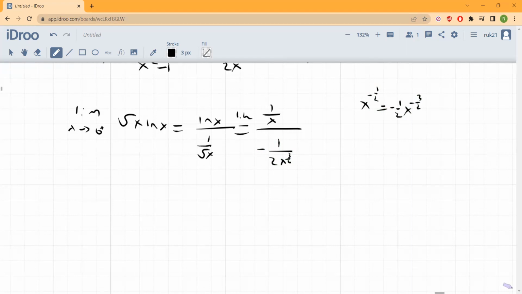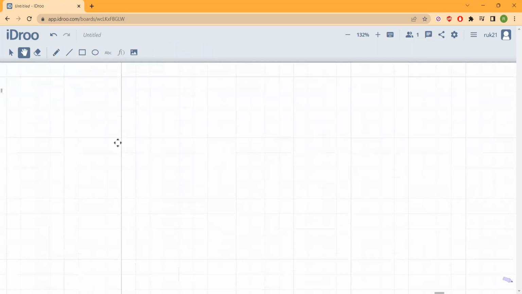Now this is equal to 1 over x times negative 2 x to the power of 3 over 2. The x and x to the 3 over 2 cancel out, leaving 3 over 2 minus 1, so we just get negative 2 root x. Then if we plug in 0, we get 0. So that's our limit for this one. It's just 0. Okay, let's move on to the next one.